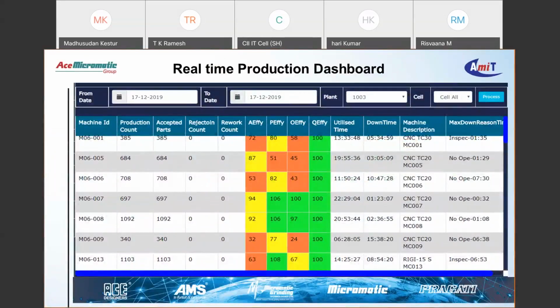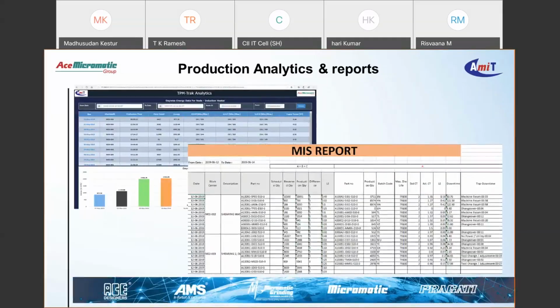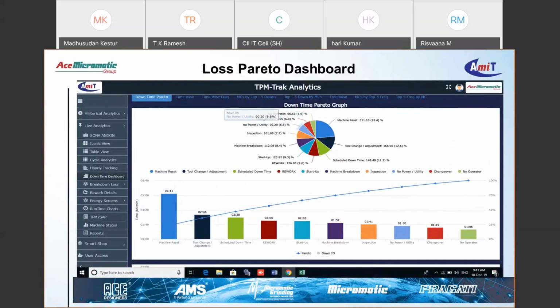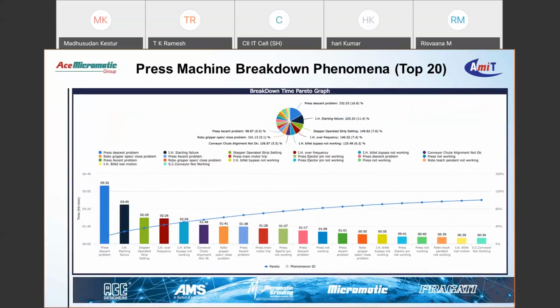Then we have a lot of dashboards which show efficiencies of each asset. There are several reports available in the system. This is an interesting dashboard where they analyze downtimes using the Pareto chart. And a similar thing is made especially for the press machines to understand breakdown phenomena, because there are many components that go into the press machine. So they have been very successful in reducing the downtimes by studying these dashboards and reports. And most of the actions now happen in real time instead of it being a breakdown kind of a scenario.